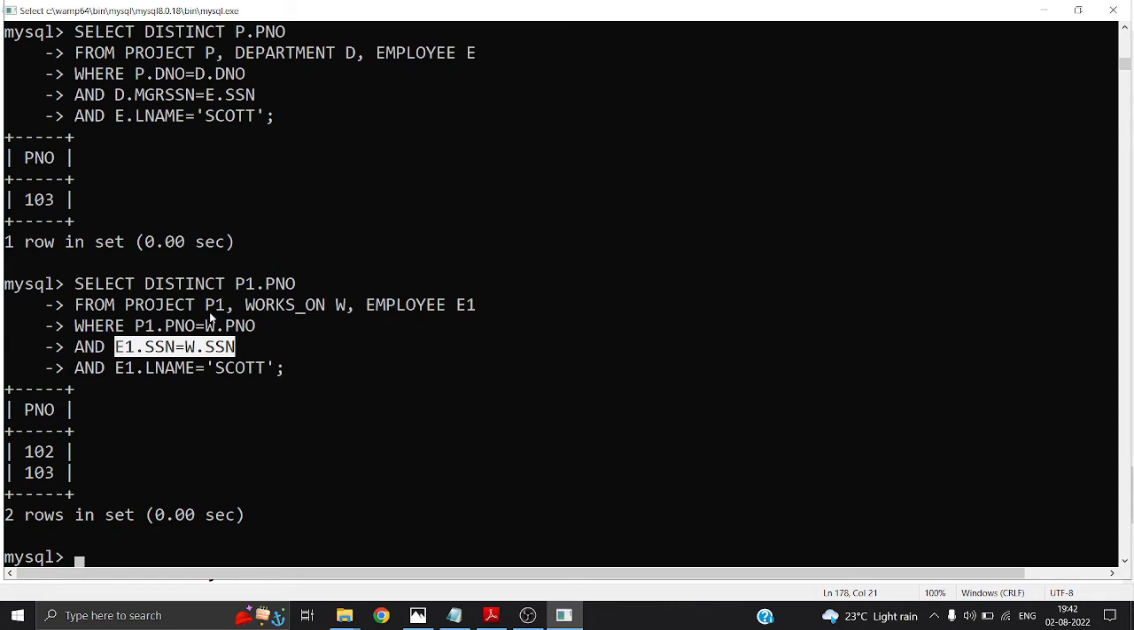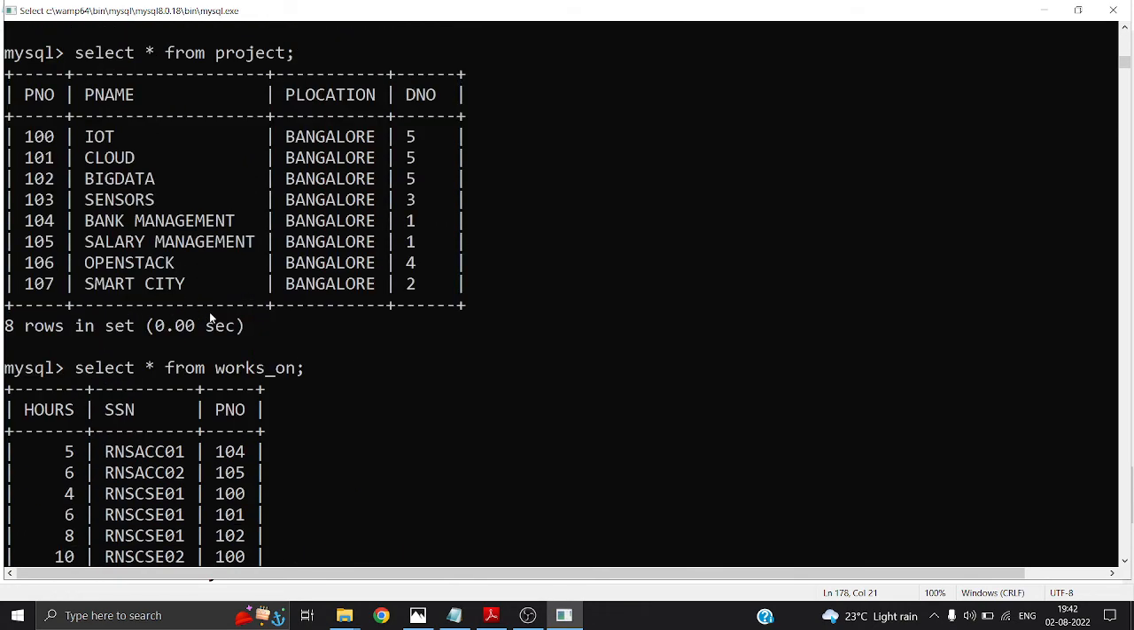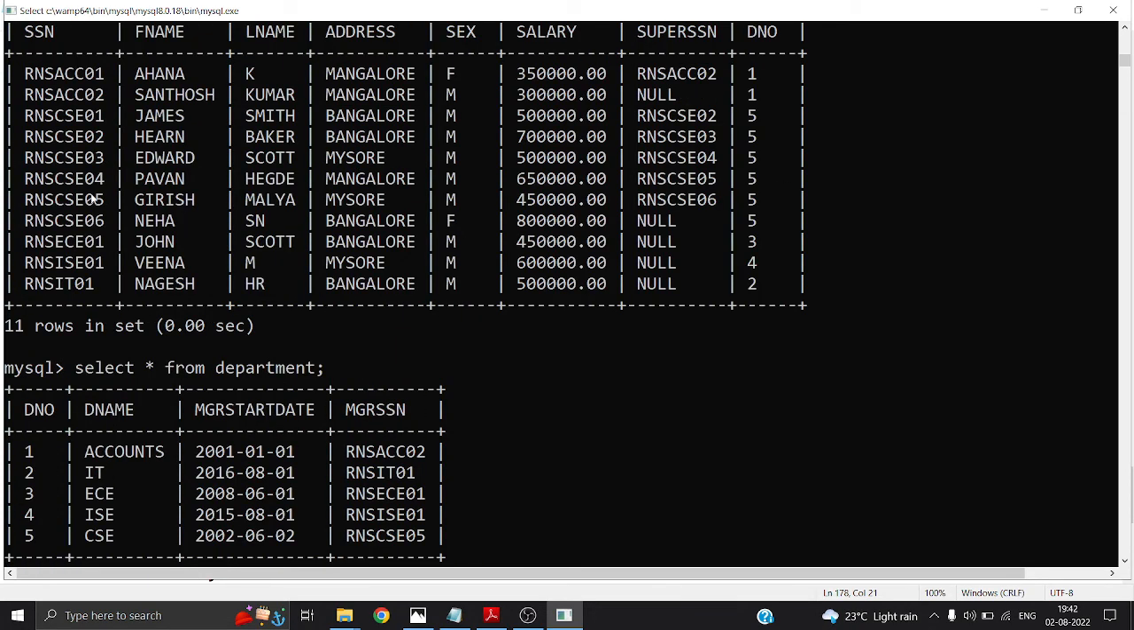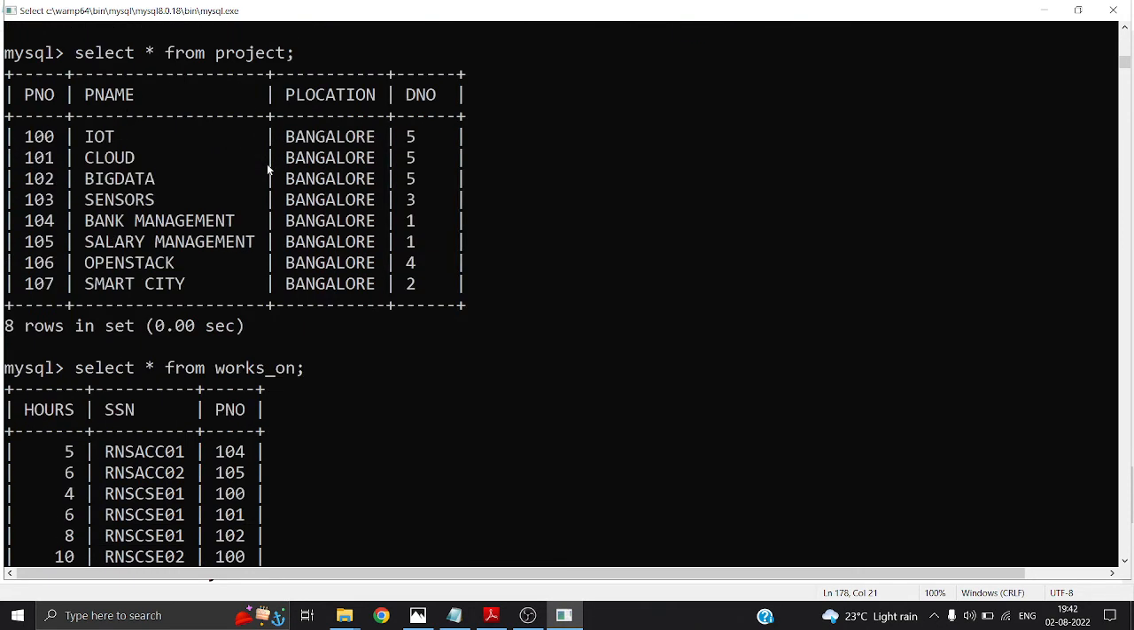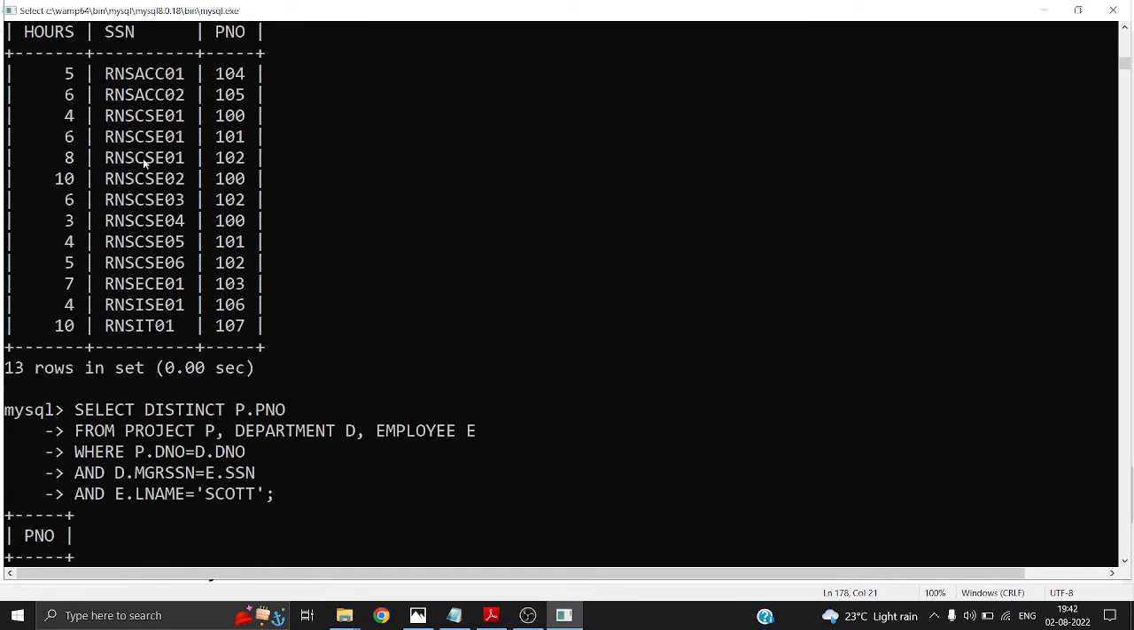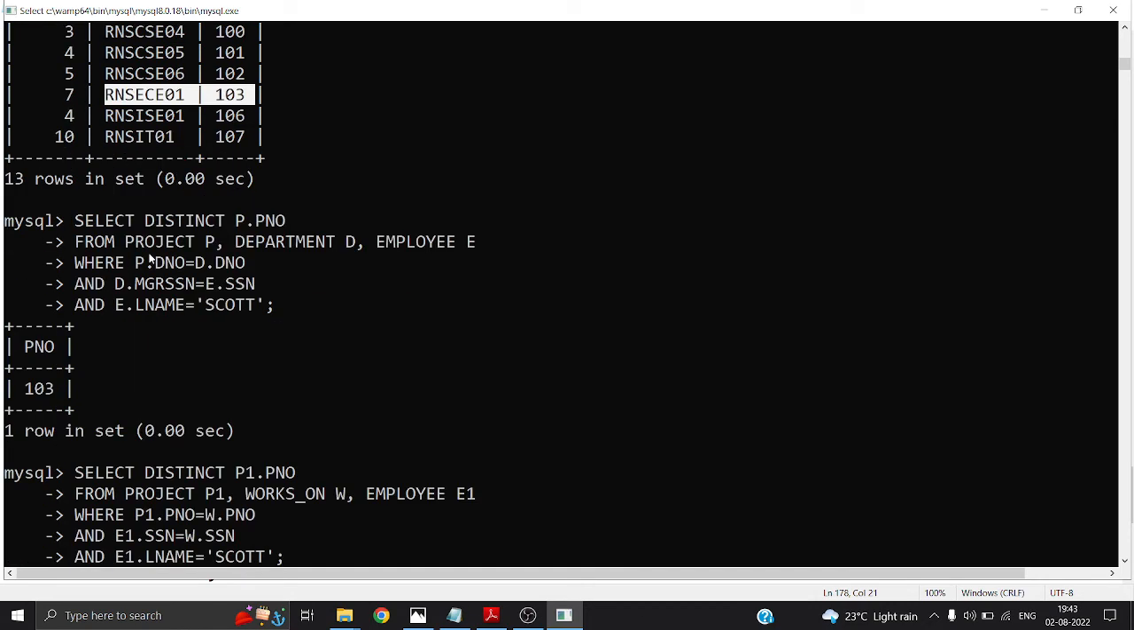Obviously, the employees with the last name Scott work on 102 and 103. What this gives us is RNSCSC03, this is also a worker, and RNSEC01, this is also a worker. So these two are actually the workers who work on the particular projects. RNSCSC03 works on 102, RNSEC works on 103. So now these two are again workers.